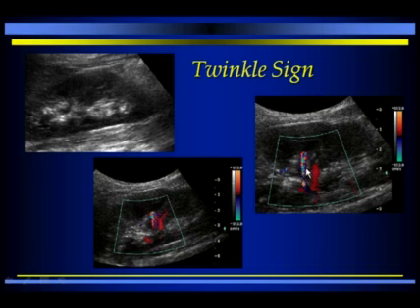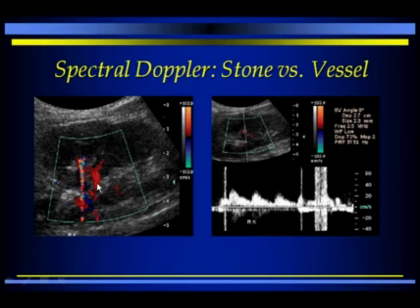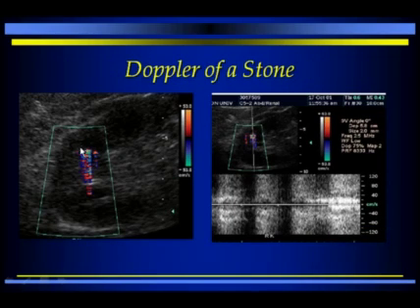There's a twinkle sign, which is a marked aliasing on the Doppler signal behind the stone. So just to point out the difference between the normal vessel here in the lower pole and the adjacent stone with a twinkle sign, you would not confuse this Doppler signal, which is a normal vascular velocity, with this Doppler signal, which is highly aliased. This is on color Doppler, and here's the spectral Doppler. Here is the arterial signal from the regular vessel, and here is the aliasing that one sees from the stone. What happens is there's multiple reflections within the stone which confuse the Doppler analysis on the system, and so it looks like aliasing on the Doppler signal. Here again, this is a twinkle sign, and here is the aliasing that one sees in the Doppler of that stone.